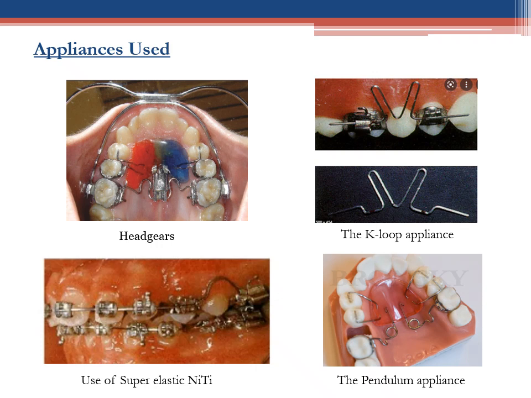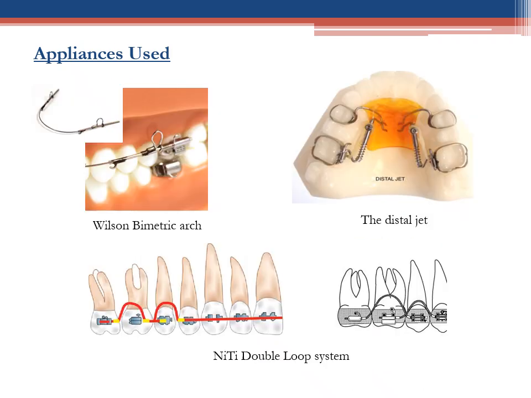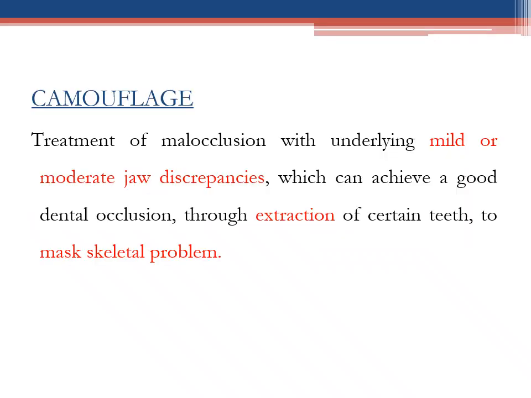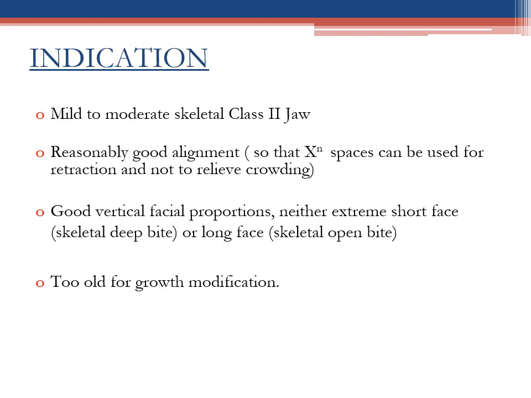Now coming to the class 2 div 2s, again they will have the same class 2 molar relationship. Usually the central incisors are in a normal relationship or maybe even slightly palatally tipped. And usually the lateral incisors are in a proclined situation.